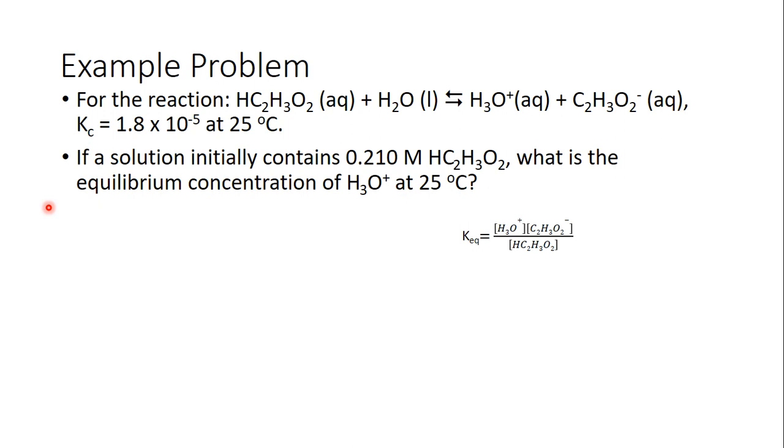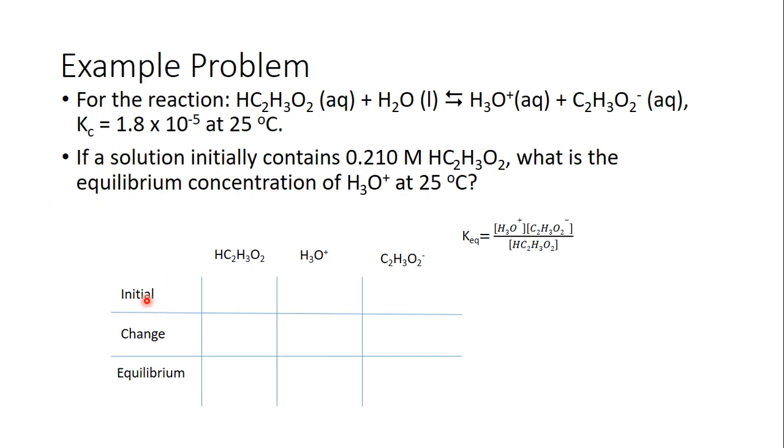Now let's set up our ICE table. So initial, change, equilibrium, our reactants and our products. We put in the initial concentrations as given. And remember, if I don't give you a concentration, assume it's 0. Alright, so we made our ICE table.